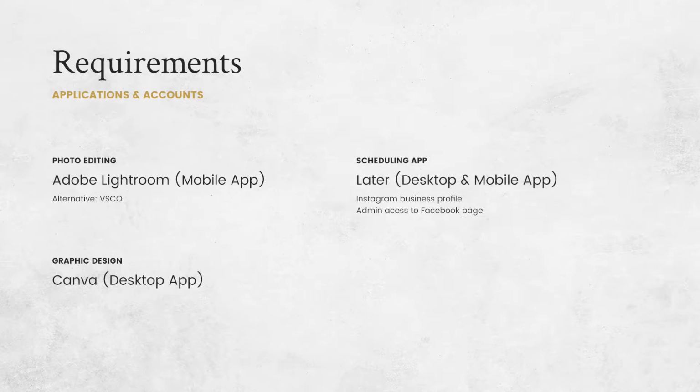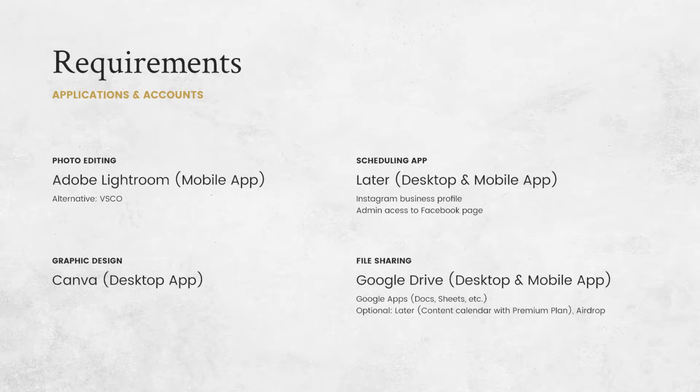Later is a scheduling app for Instagram, Facebook, Twitter, and Pinterest. The number of users and limitations to schedule photo, video, and carousel posts depends per plan. The free plan only allows scheduling image posts. When you create a Later account, it will require an Instagram business account that's also linked to a Facebook page. Make sure you have admin access to that Facebook page. Later will then ask to download the mobile app.